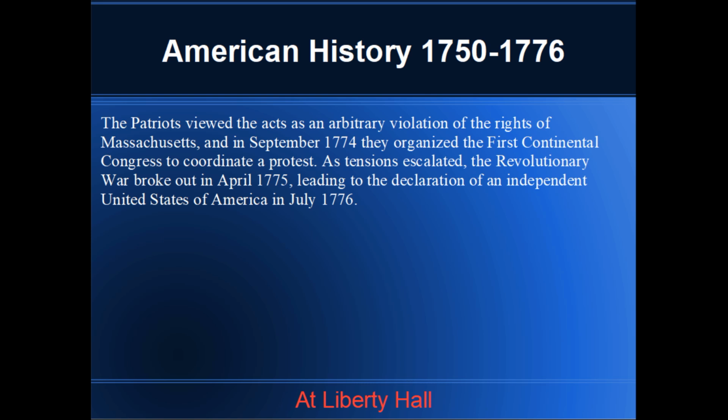The Patriots viewed the acts as an arbitrary violation of the rights of Massachusetts, and in September 1774, they organized the First Continental Congress to coordinate a protest. As tensions escalated, the Revolutionary War broke out in April 1775, leading to the declaration of an independent United States of America in July 1776.